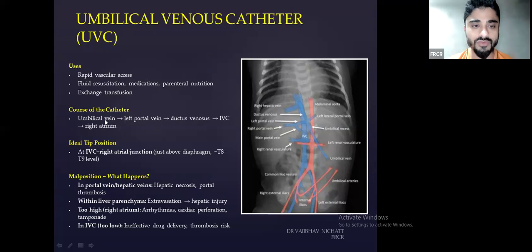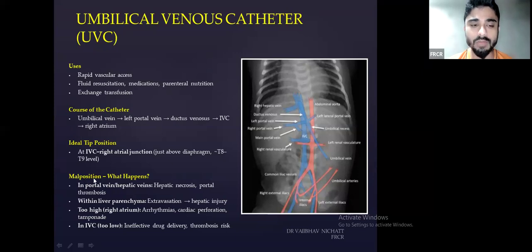We have already discussed this: from the umbilical vein into the left portal vein, then from the left portal vein into the ductus venosus, and then the IVC and right atrium. The ideal tip position should be at the IVC and right atrial junction, just above the diaphragm, approximately at the T8 and T9 vertebral level.